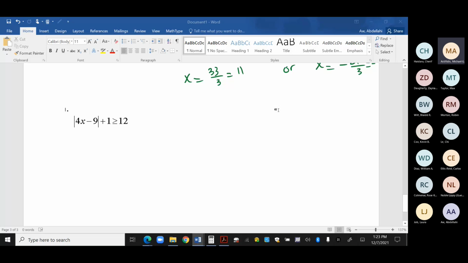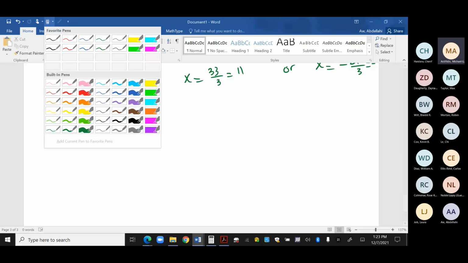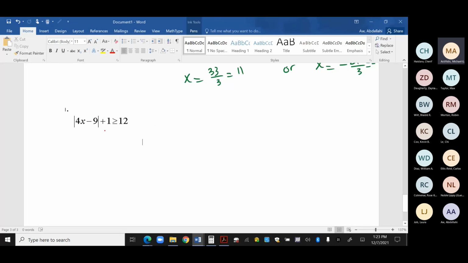Okay, this is an absolute value inequality which has greater than or equal to. So first we subtract 1. We get absolute value of 4x minus 9 is greater than or equal to 11. Okay, now comes the main step. Do you remember how we used to break it down, this one?